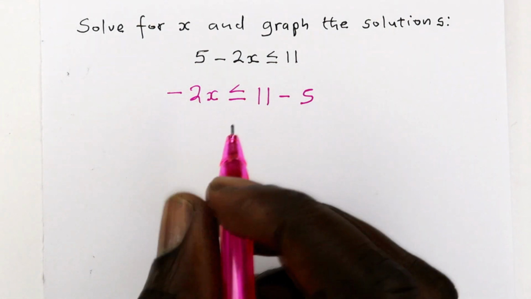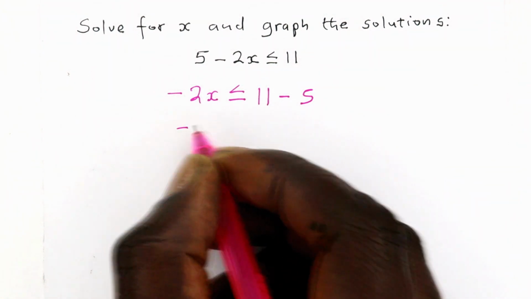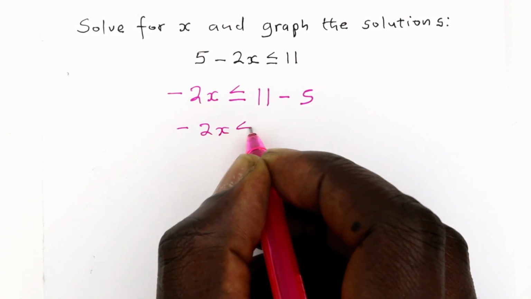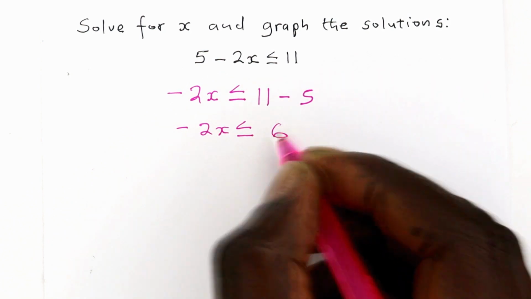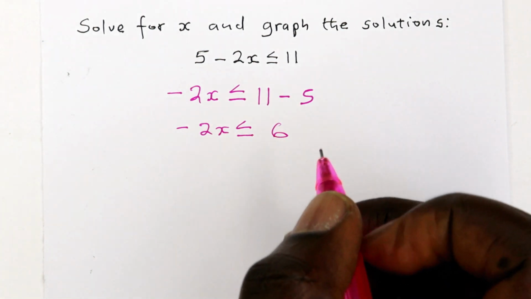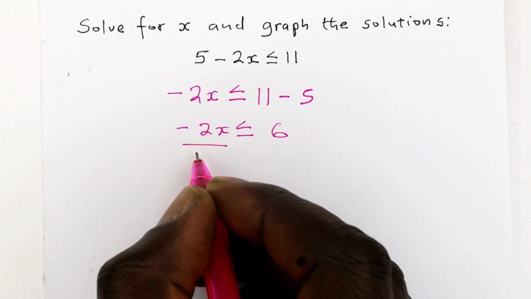So let us simplify the right-hand side. We're going to have minus 2x less than or equal to 11 minus 5, which is just 6. Then the next step is just to divide both sides by negative 2.